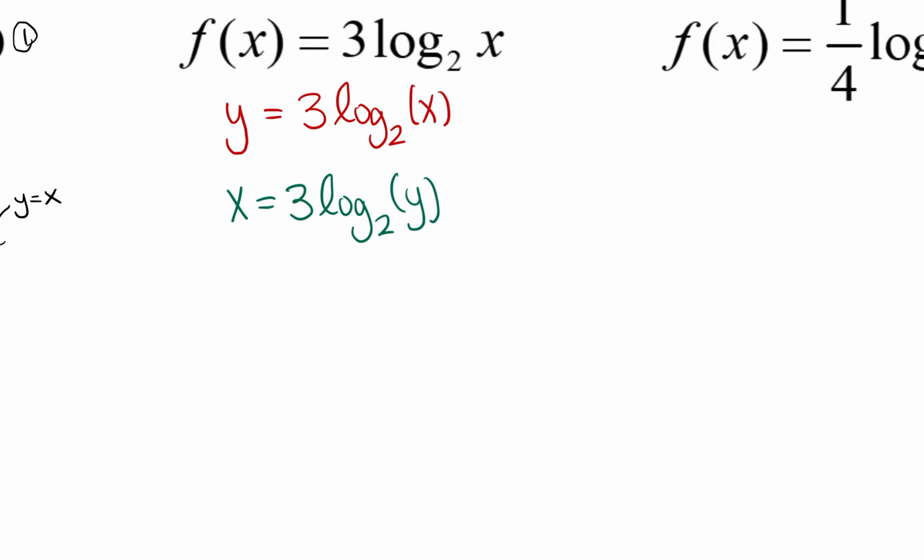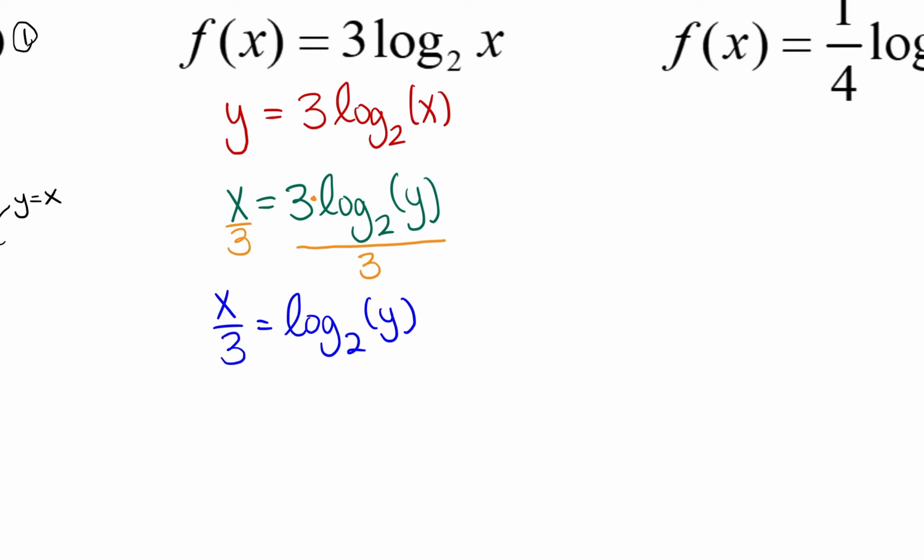From here, we notice that we have a 3 in front of our log expression. Keep in mind that if you ever have a number in front, it is known as multiplication. So we do the opposite to get rid of it. We divide both sides by 3. Then this will leave us with x over 3 is equal to log base 2 of y.